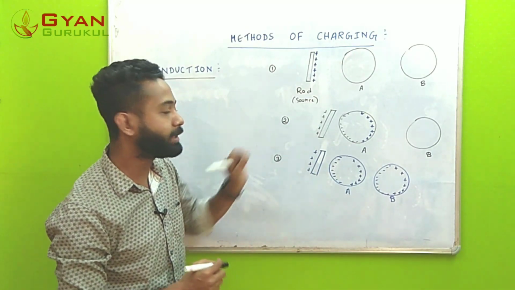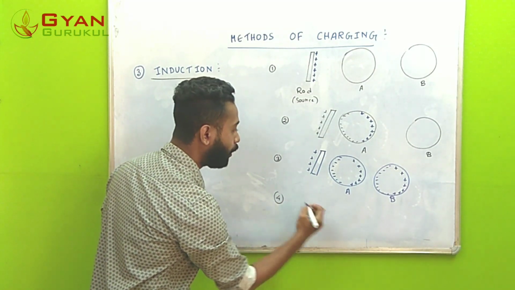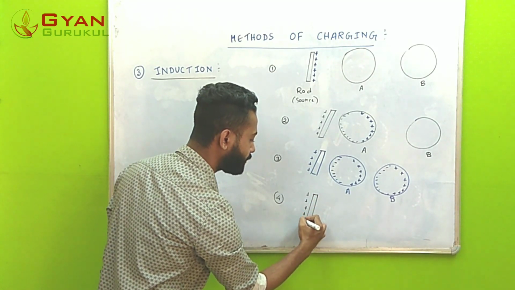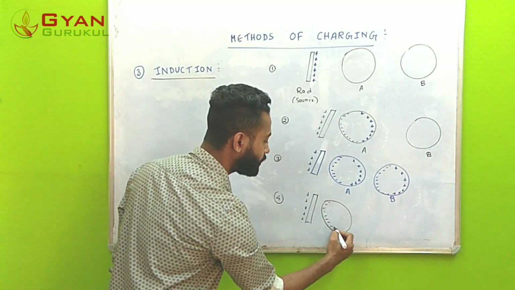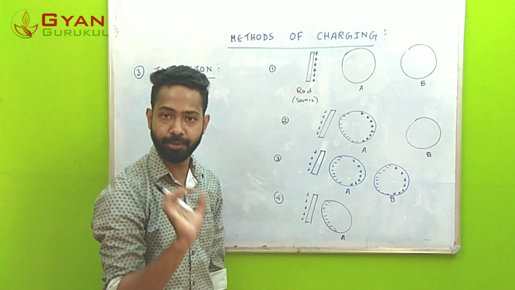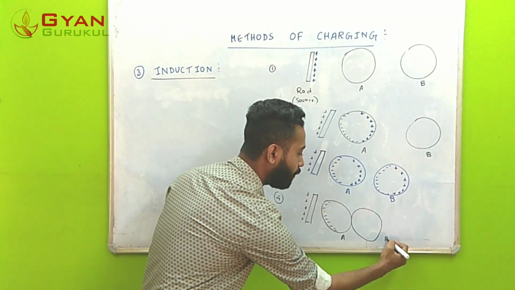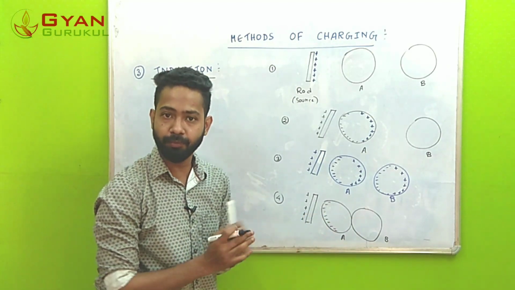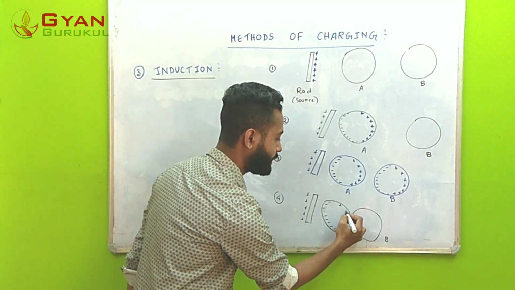Now we'll be going for the next situation. What will happen now? Try to put your emphasis on this particular step. Keeping the rod in its position and keeping conductor A in its own position, we are going to let conductor B touch conductor A momentarily. When they touch each other, there will be transfer of charges, obviously by conduction. Try to understand this carefully.